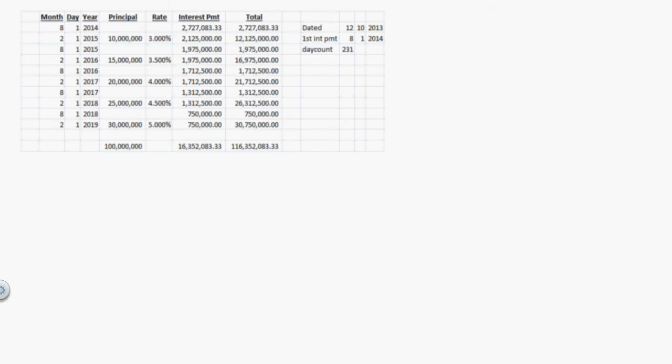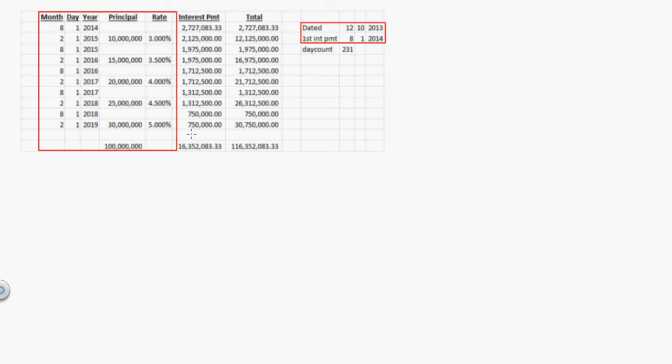Okay, so we're going to do the muni bonds here. What you would be given is what I have here in red. You'd be given this. You would be expected to find the interest payment and the total that's due at each time period. You'd also be given the dated date and the first interest payment date. So now how do you handle this?